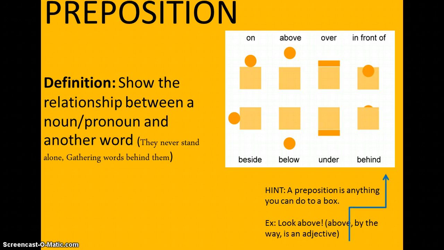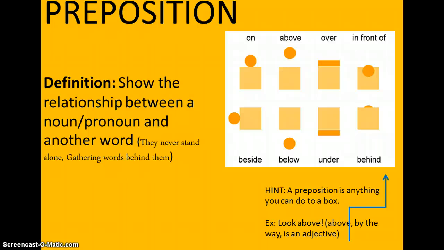And again, look above. Which, by the way, there, above is an adjective. It is not an adjective, it is an adverb because it's telling you where to look. So I apologize for the second typo. Hopefully there will not be a third.